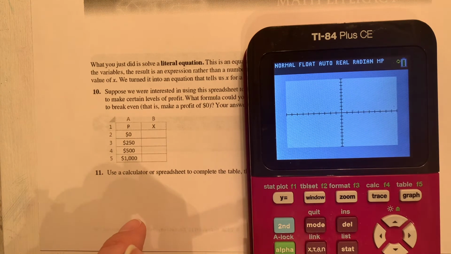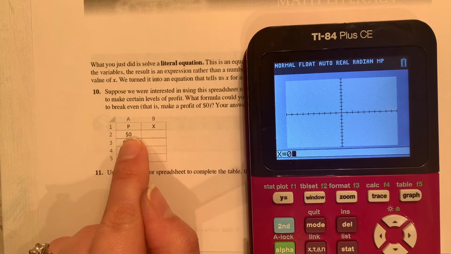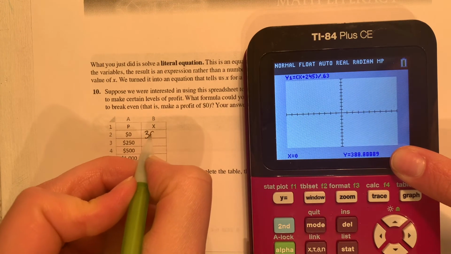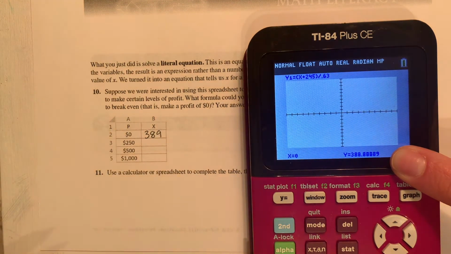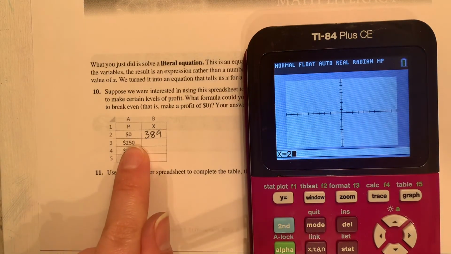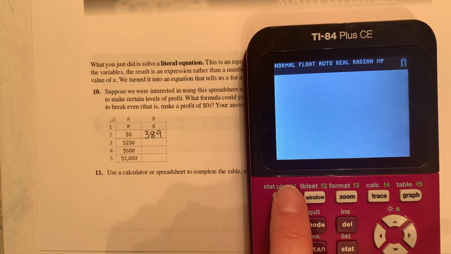It'll graph it first, which we don't really care about the graph, but this won't do it unless you graph it. Go ahead and press 0 in for the profit. That means that we need to sell 389 snow cones. I rounded up, notice that. Do it again, second trace, go to value, type in 250. Oh, I have to extend my graph.